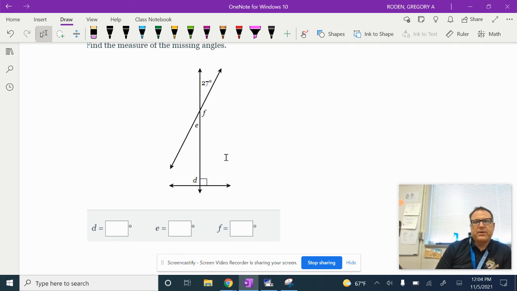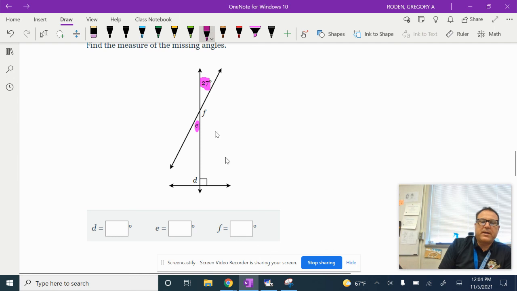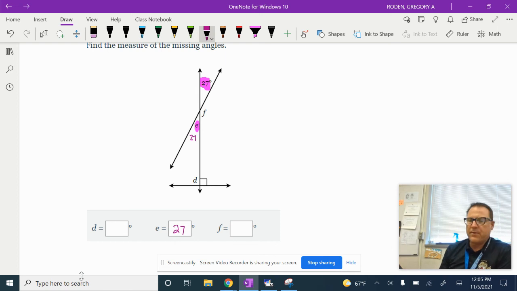So first we're going to do E. E's the easiest one ever. Why is E so easy, Mr. Roden? Because 27 degrees and E are vertical. They're vertical because they point to each other. Angles that are vertical are always equal. So I can now say that E is the same as 27 degrees. So I'm going to put a 27 right there for E. And I can even replace, if I wanted to, I could put 27 in there.